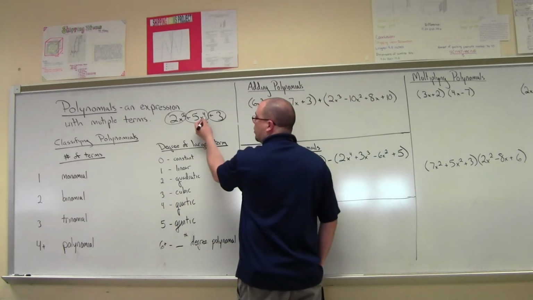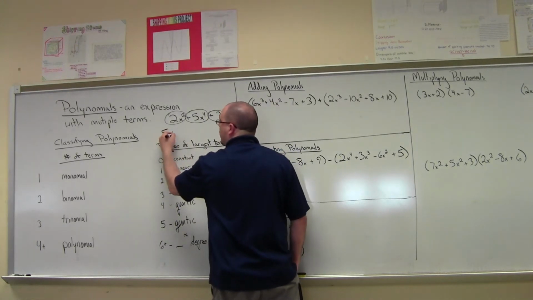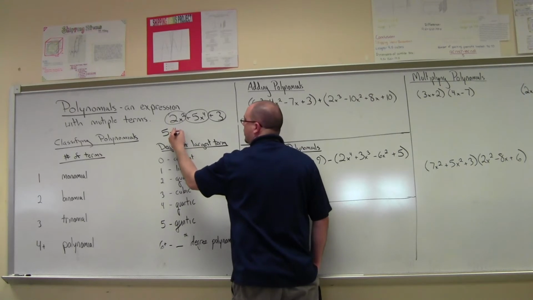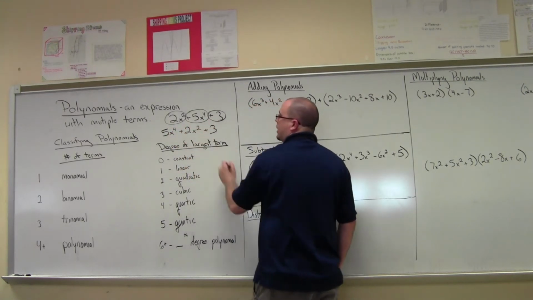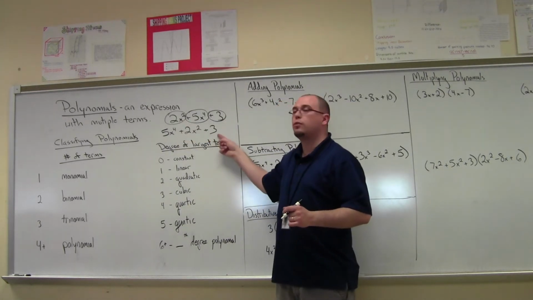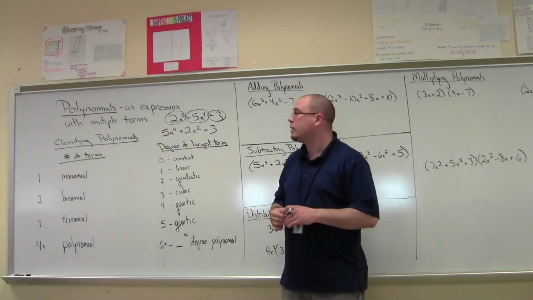You'll notice here our largest degree is the 4th power, so we would start with a positive 5x to the 4th power. We would then have a positive 2x squared next, so we would add 2x squared, followed by a positive 3. And that's how we would write this expression in standard form. So if you hear the term standard form, that's what you need to keep in mind.